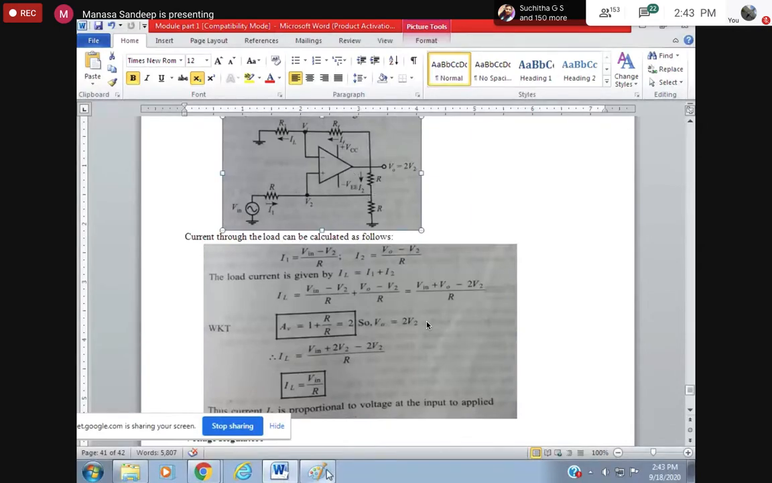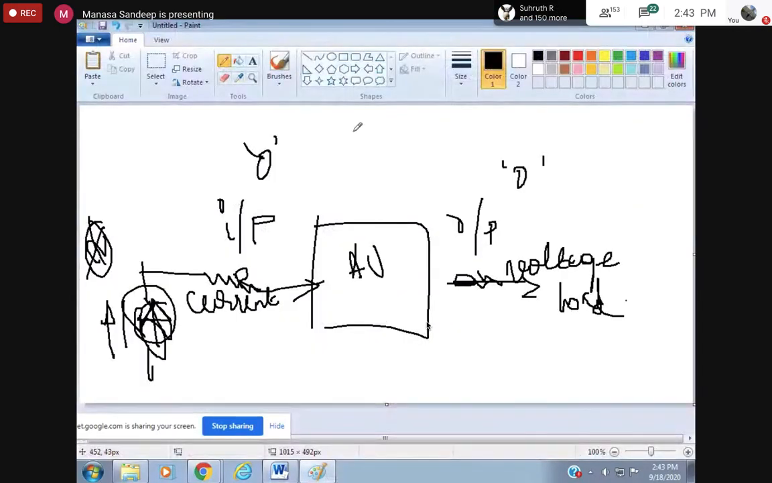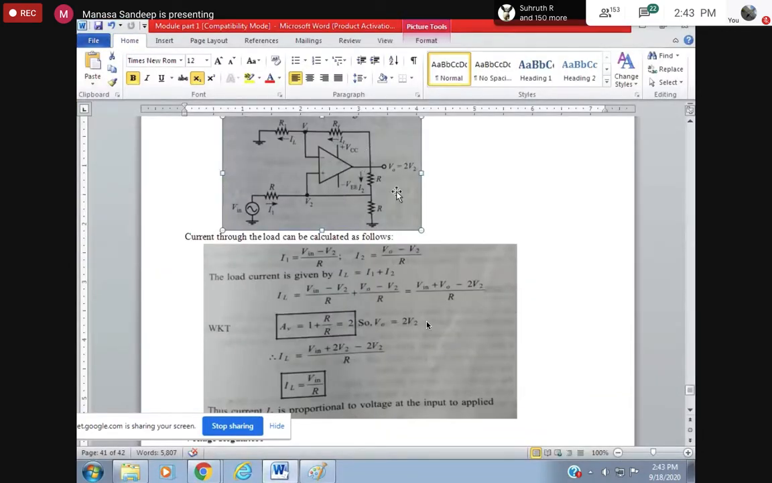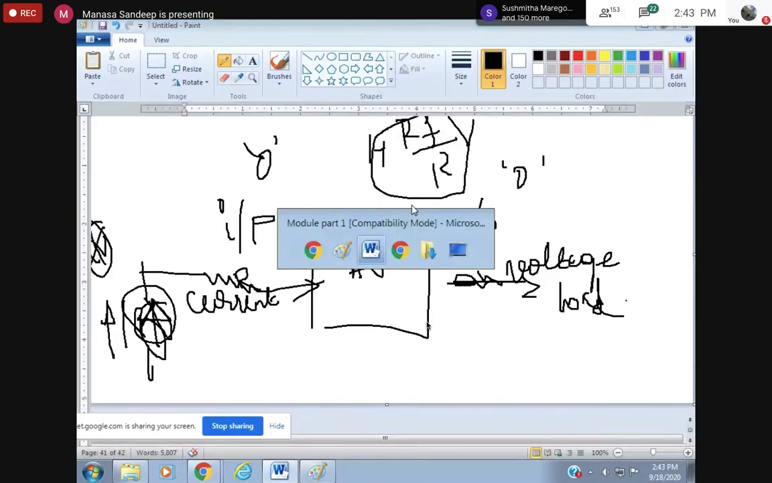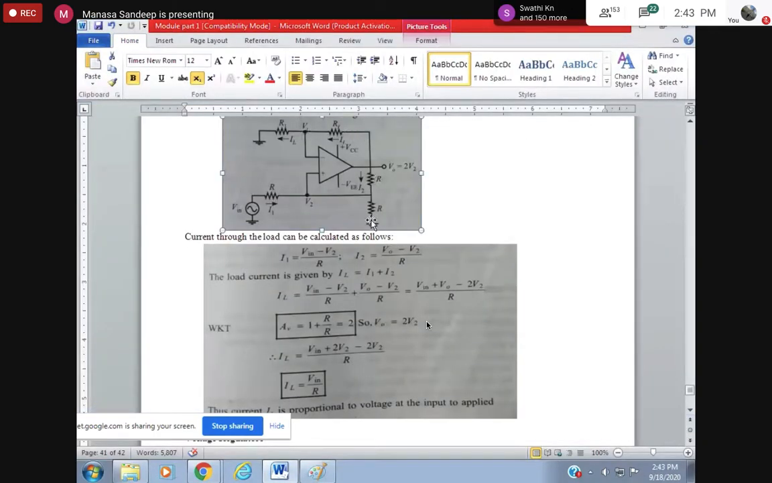You remember in the last class we saw the non-inverting amplifier. The gain for this op amp is 1 plus RF by R. We have seen this when we discussed the active filters. What is the value of R? Everywhere we have taken R only. Since all the resistors have the same value, this will become R plus R, R divided by R gets cancelled, 1 plus 1 is 2. That's why we have V naught equal to 2V2.